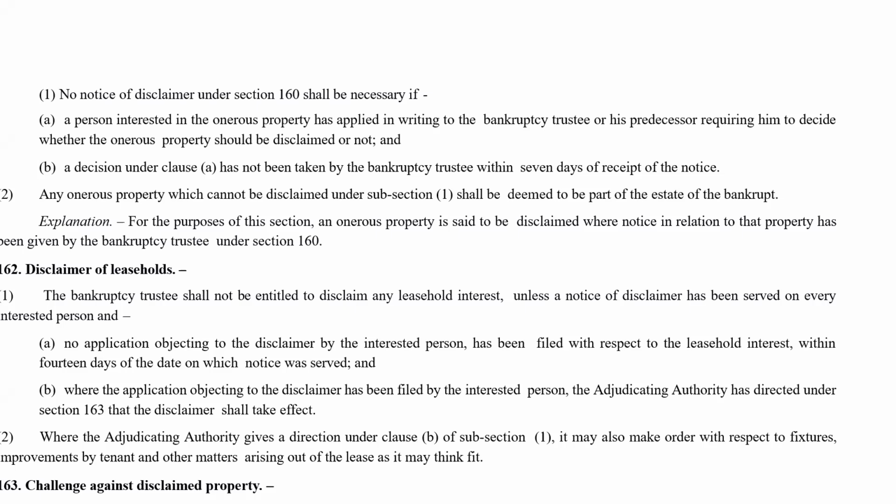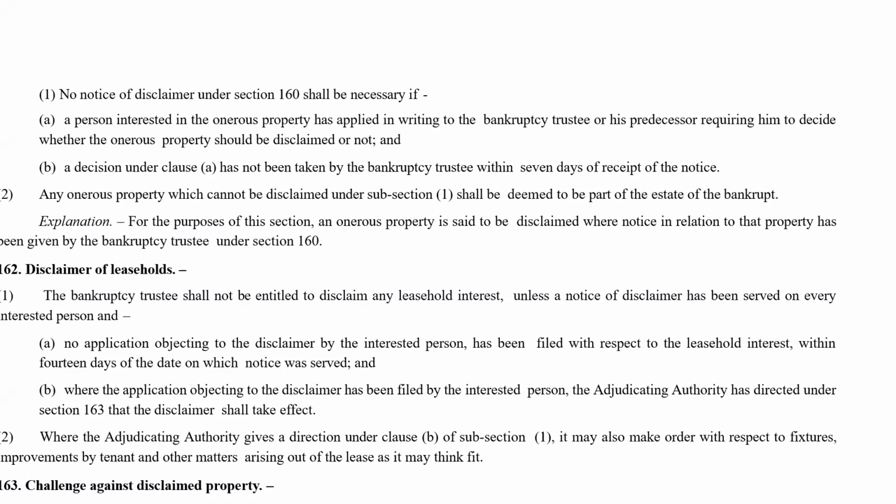And a decision under clause A has not been taken by the bankruptcy trustee within 7 days of receipt of the notice. Any owner's property which cannot be disclaimed under subsection 1 shall be deemed to be part of the estate of the bankrupt. For the purpose of this section, an owner's property is said to be disclaimed where notice in relation to that property has been given by the bankruptcy trustee under section 160.